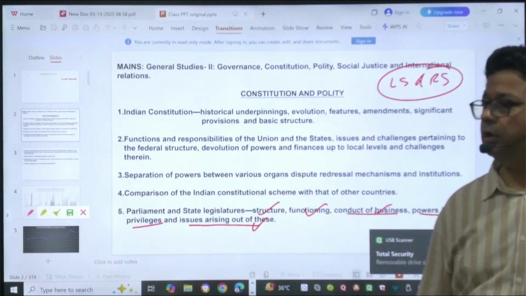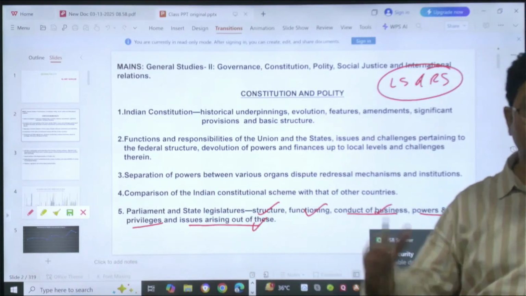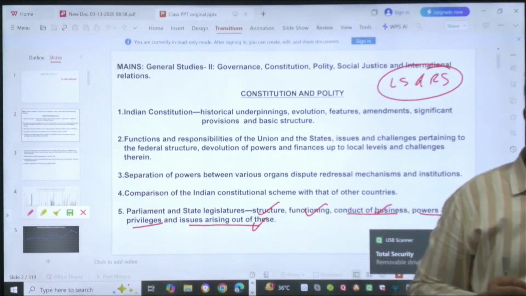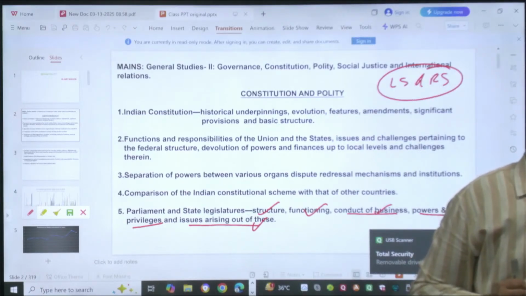That is the Council of State. So this we will discuss. Yes or no? Am I clear? Any doubt?